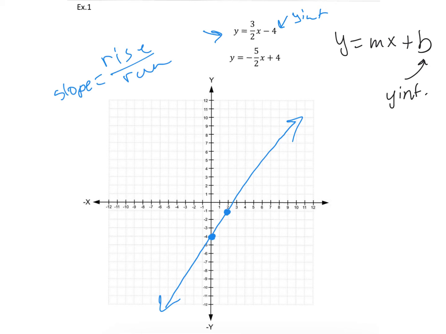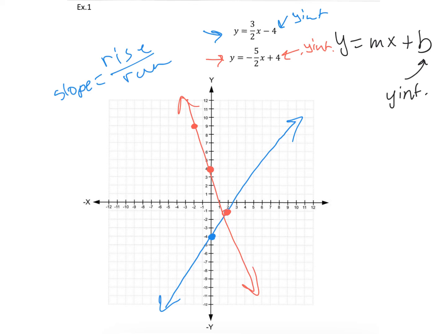And then I'm going to graph my second line. Its y-intercept is +4. So I'm going to put a point here. And its slope is -5 over 2. So I can go up 5 and to the left 2, or I could go down 5 and to the right 2. 1, 2, 3, 4, 5. 1, 2. Oh, perfect. Or I could have went up 5 and to the left. 1, 2, 3, 4, 5. 1, 2. And then I would draw, again, as straight of a line as I could.